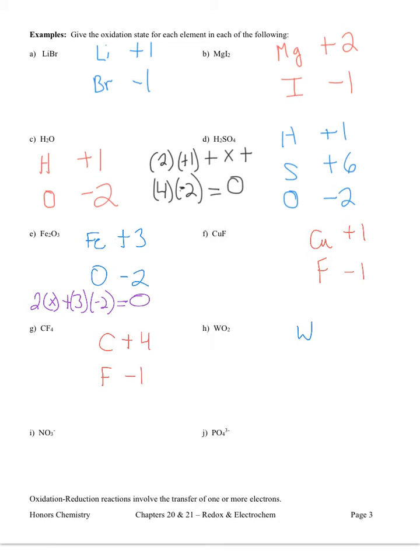We don't have a rule for tungsten. Oxygen we do. Each oxygen is a -2 according to rule 7. So altogether they need to equal 0, and so that makes tungsten +4.